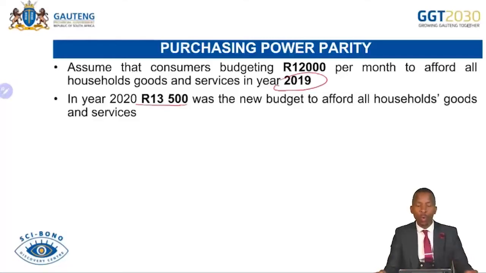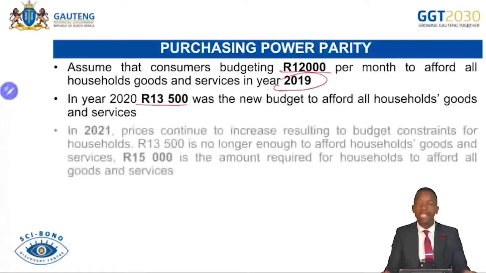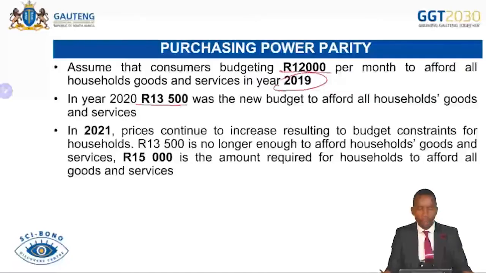If the consumer is still willing to spend 12,000 to afford the same quantity of goods in 2020, the consumer will not be able to afford those goods because the 12,000 rand has lost its buying power. Prices have increased. In 2021, prices continue to increase, resulting in budget constraints for households. 13,500 is no longer enough to afford household goods and services. Then the household has to budget 15,000 in order to afford those goods and services he or she used to afford in 2020.